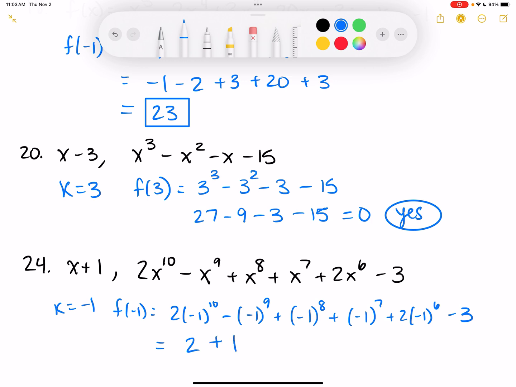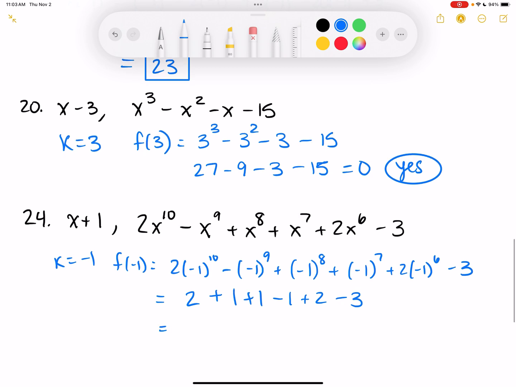The -1 to the 8th is +1. -1 to the 7th is -1. Then -1 to the 6th is 1, so times 2 is 2. And then minus 3. So that ends up being 2, 3, 4, 3, 5, 2. So that is not equal to 0, so this is not a factor. They're just looking for that. As long as it's equal to 0, it's a factor. Otherwise, we've just said there's a remainder to the problem.